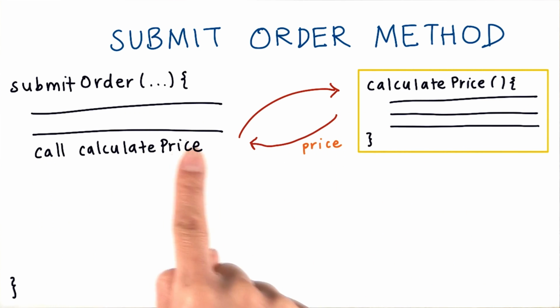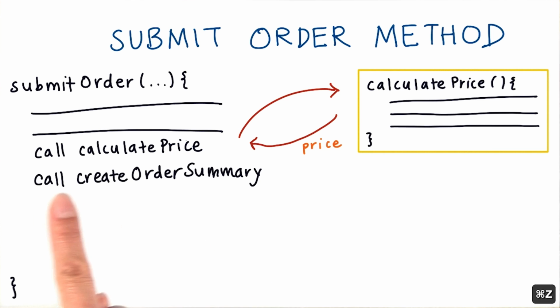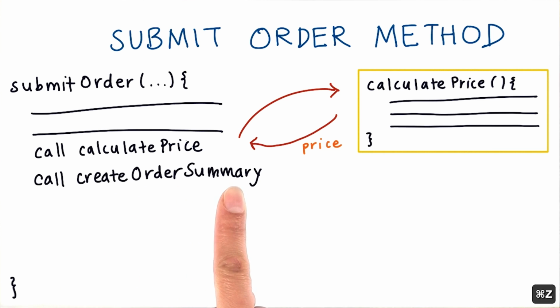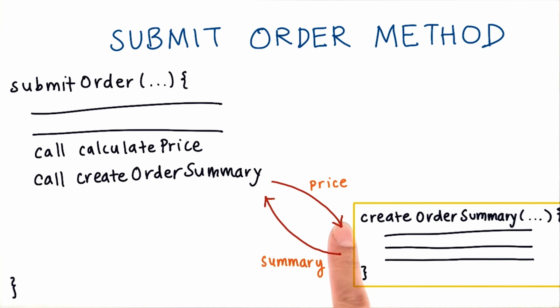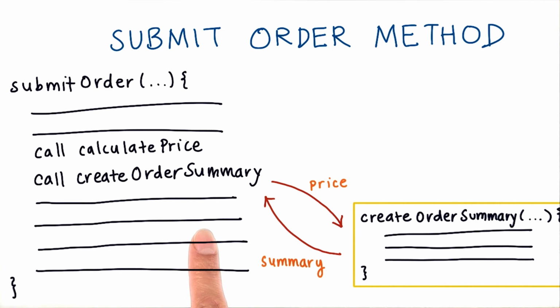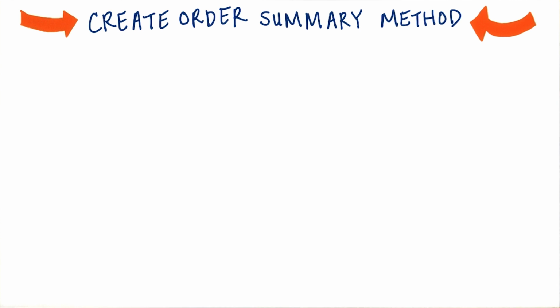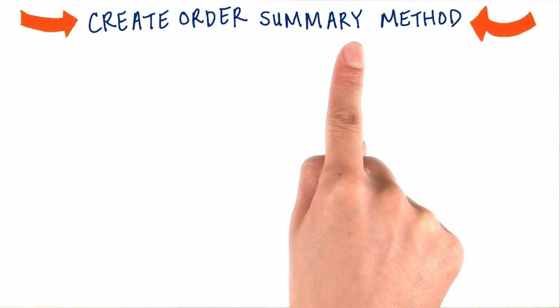Once we have the price in the submit order method, we're going to be able to call the create order summary with that price. So we pass in the price to this method, and then we execute the instructions inside of it. And then we're going to return the summary text. And then in these lines of code, we can display that summary onto the screen. To implement that in code, we're going to create the order summary method.